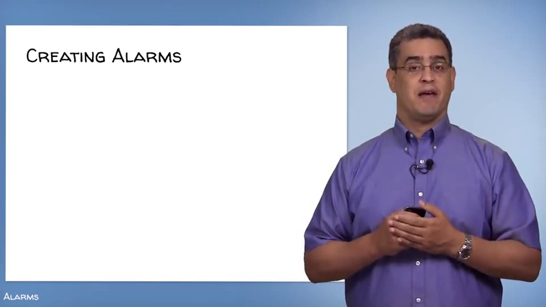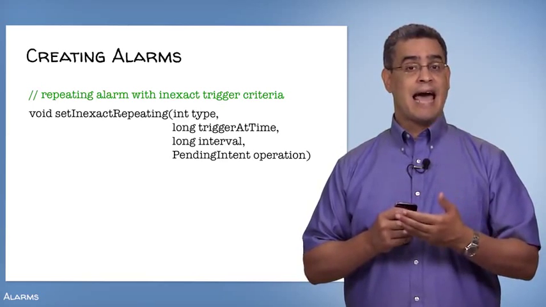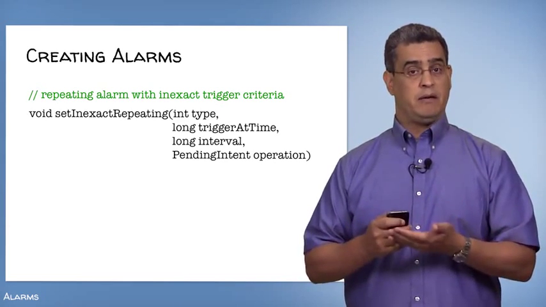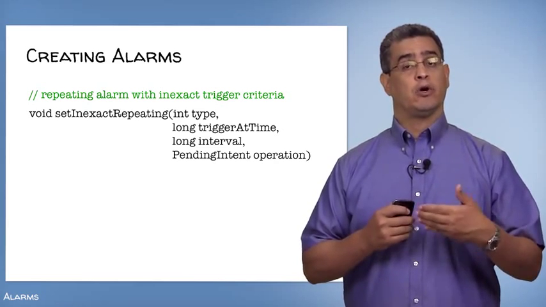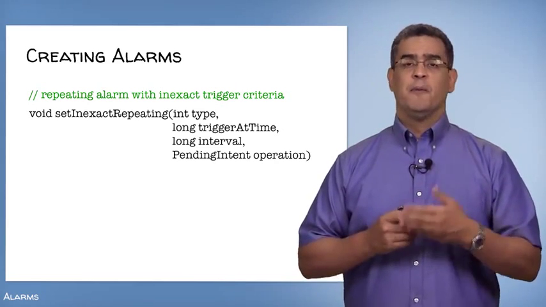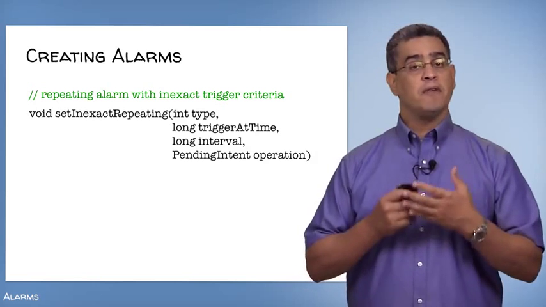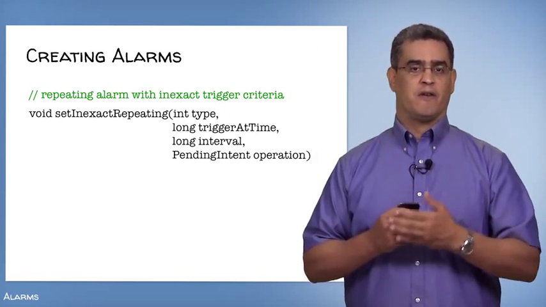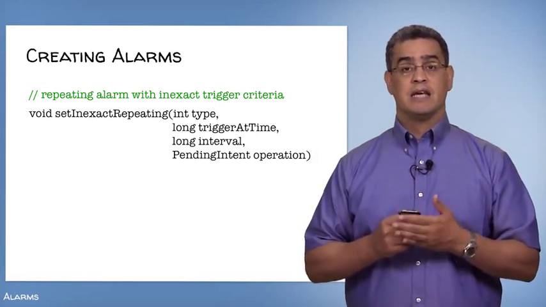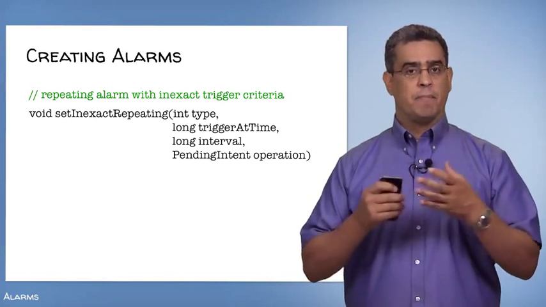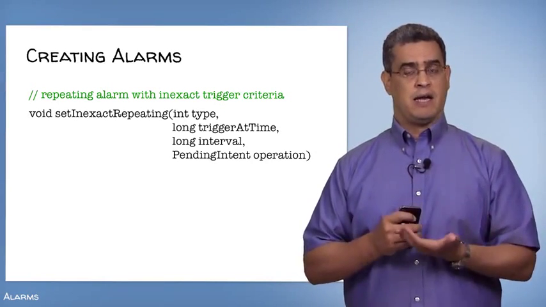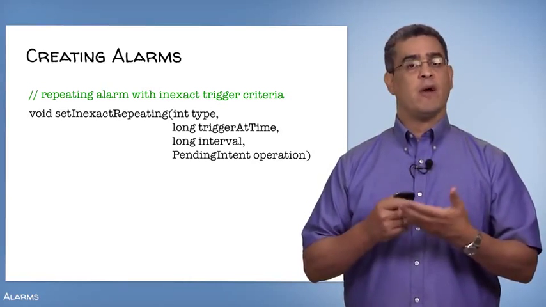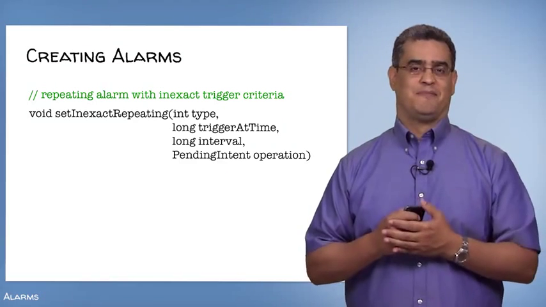Another Alarm Manager method is setInexactRepeating. This method is similar to setRepeating in that the alarm should go off periodically, but this method gives Android more flexibility in deciding exactly when to fire the alarms. For instance, Android might batch up multiple alarms of this kind and fire them at the same time so as not to wake up the device too many times.